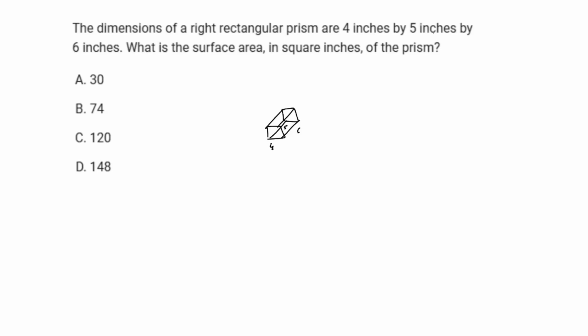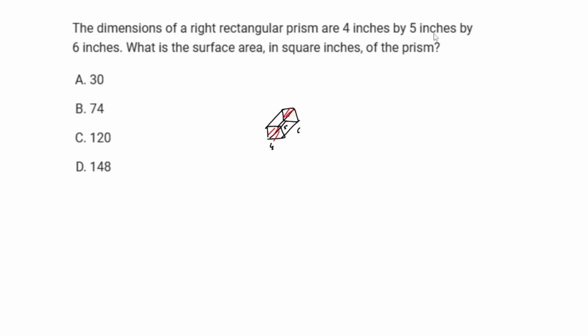Remember, surface area is like wrapping paper, right? So we're finding the area that we can wrap this. We can imagine it like a present or a box that has dimensions of 4 by 5 by 6, and we're trying to see how much paper we need to wrap it. Okay, so let's start with the front and the back, which is going to be my front and this is going to be my back.